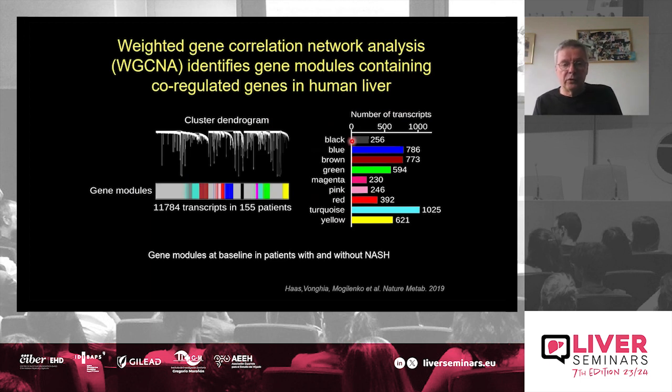Now, another approach that we did, instead of classical transcriptome analysis comparing the different patients in this cohort, with Joel Haas, Luisa Vongia, and Denis Movilenko in the lab, was to apply a WGCNA approach on the whole cohort. So actually to identify clusters of co-regulated genes, which then were put in modules and given a color.